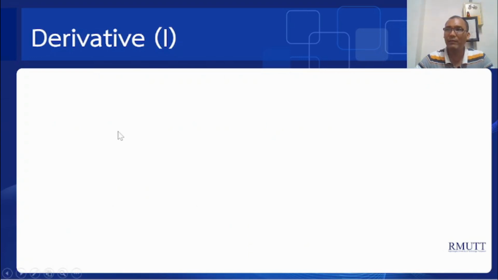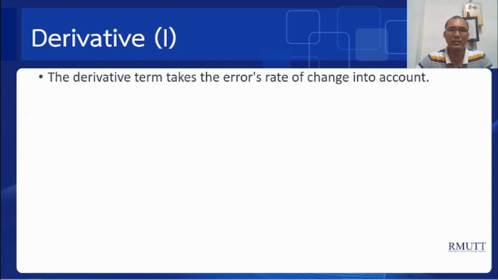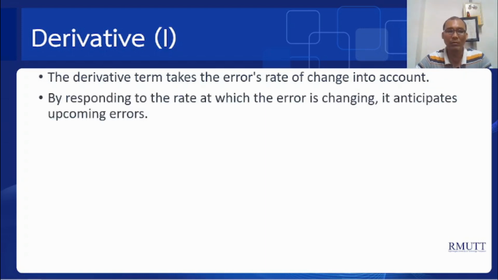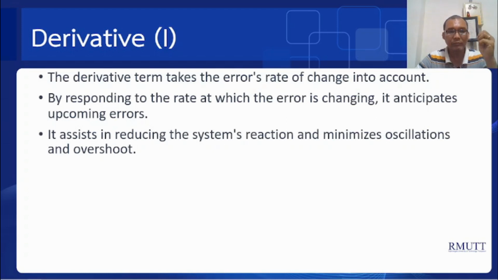Next, we have the derivative, or D. This is not I, but it should be D. The derivative term takes the error's rate of change into account. By responding to the rate at which the error is changing, it anticipates upcoming error. So it will predict the upcoming error, the future error. It assists in reducing the system's reaction and minimize the oscillation and overshoot.